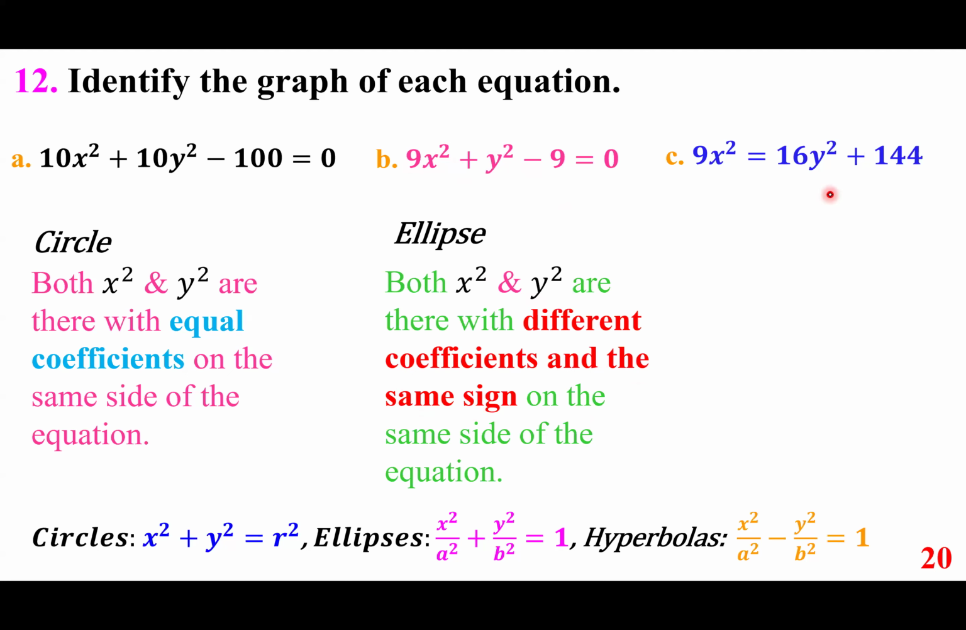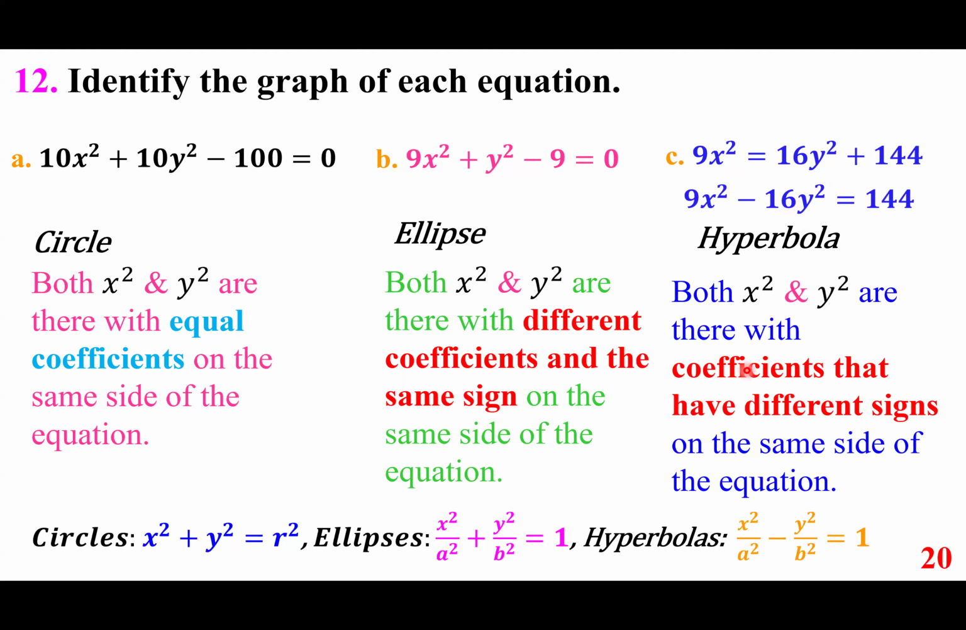This one, let's bring it to the same side. It's a hyperbola by looking at it, but if you bring it to the same side, both x squared and y squared exist, but they have coefficients with different signs, and that's the key. Both x squared and y squared are there with coefficients that have different signs on the same side of the equation. If they belong to different sides, they can both be positive or both negative. And that means it's a hyperbola. So I hope you can recognize it just quickly by looking at it in a split second.